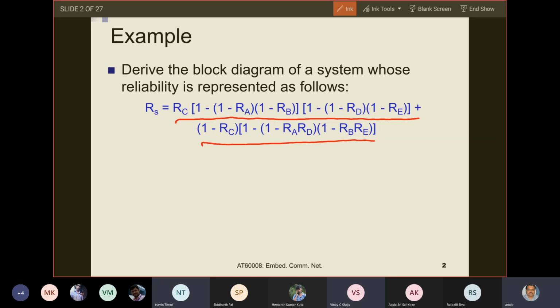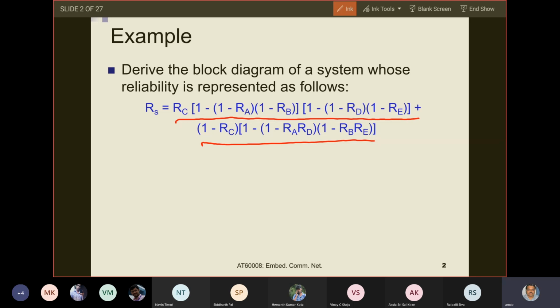Yes, sir. When RC becomes short, we take RC as 1. So that second part disappears, right? The second part disappears. No, we don't say RC as 1. Okay.